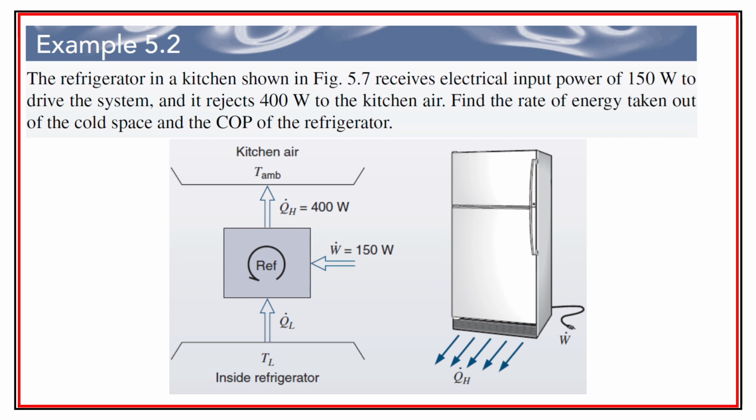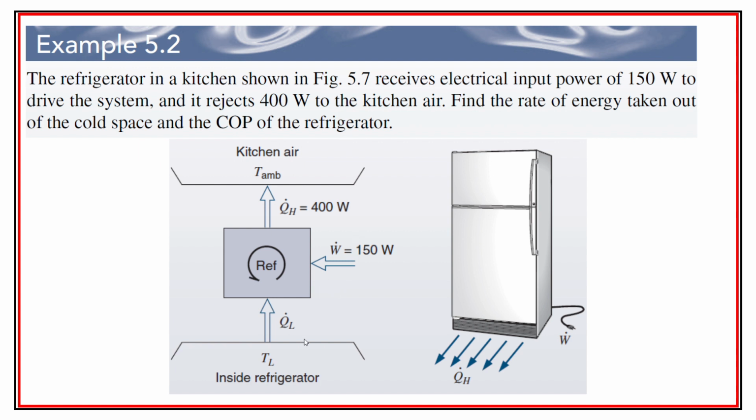The refrigerator in a kitchen, shown in this figure, receives electrical input power of 150 watts. Is that a lot? I mean, there are light bulbs that are 150 watts. To drive the system, it rejects 400 watts to the kitchen. Find the rate of energy taken out of the cold space and the coefficient of performance of the refrigerator.